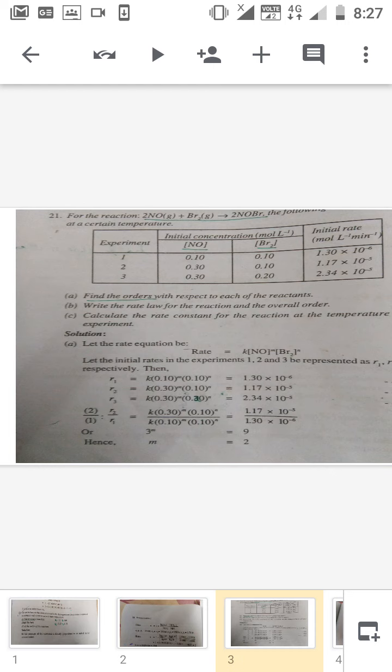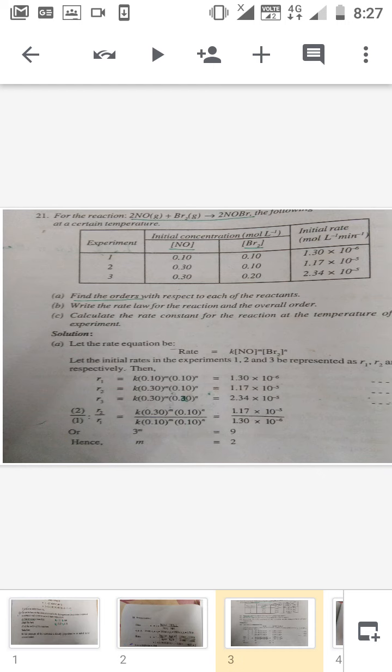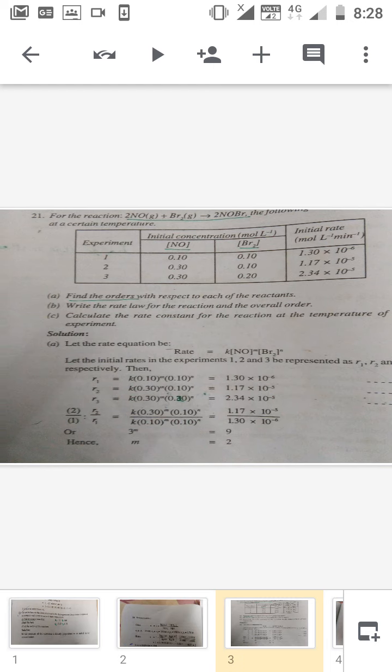So they are given R1 and R2. First of all we have to write the rate expression according to the equation. The equation is 2NO plus Br2 gives 2NOBr. So the rate expression is R is equal to K into concentration of NO to the power, it is not 2, because this is an experimental quantity, the rate expression. We don't know how much the power of NO is. So substitute NO to the power m and Br2 to the power n.